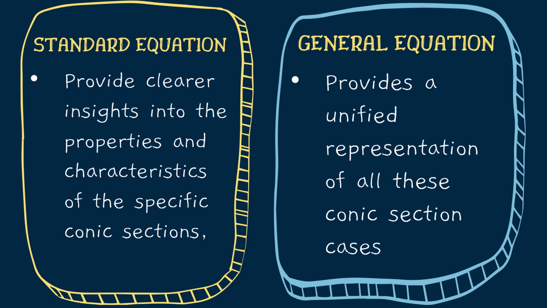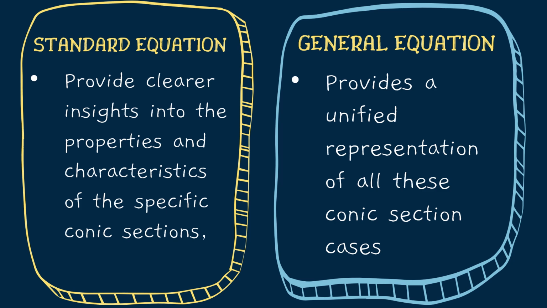Meaning, if we are talking about the general equation, we cannot first identify what specific conic section is given. Unlike a standard equation, you can see that this equation is good only for the circle. This other equation is only good for the remaining three: parabola, hyperbola, and ellipse. So what is the format of our general equation?